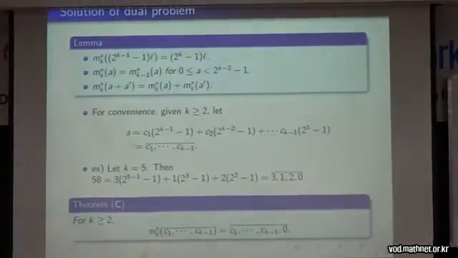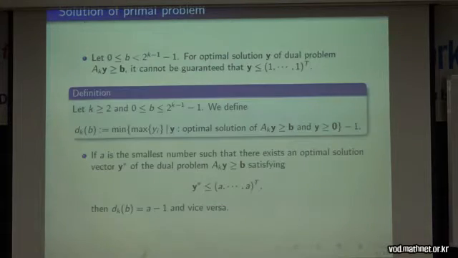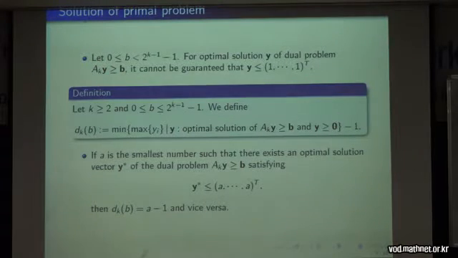And then the optimal solution of the dual problem can be written by this nice formula. But the original primal problem cannot be expressed in such a nice form. So we have to make some other notation. Dk of b.